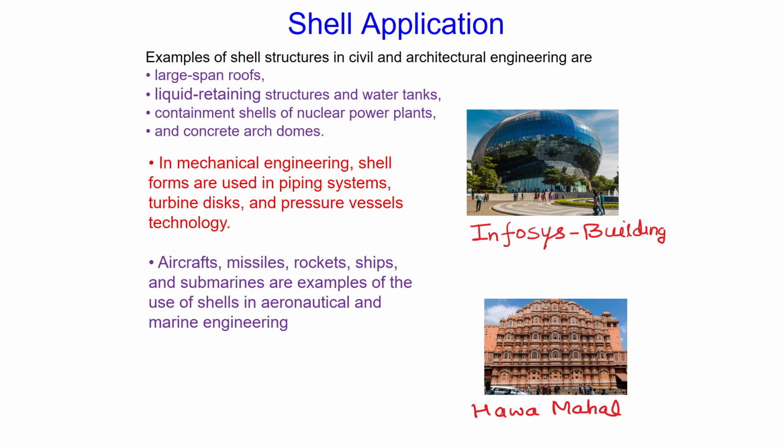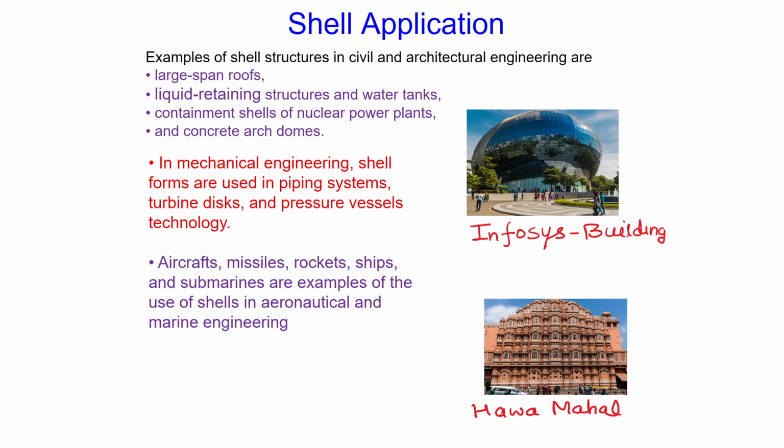In mechanical engineering, shell forms are used in piping systems. Basically a piping system is a cylindrical shell, then the turbine disc, pressure vessels, if you talk about LPG storage tanks, oil tankers or any kind of pressure vessels. Aircraft, missiles, rockets, ships are all excellent examples of shell elements in aeronautical and marine engineering.